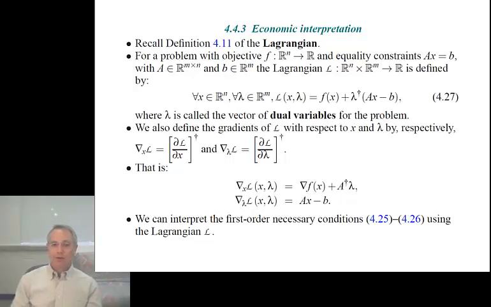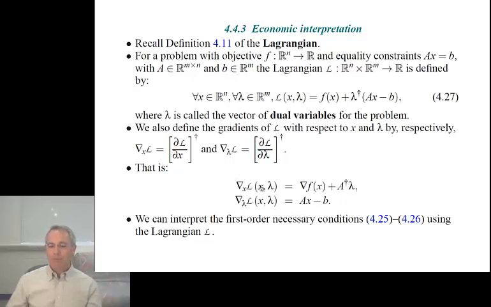Again, let's think of an economic interpretation. For a problem with objective f from R^n to R, and equality constraints Ax equal to b, where A is a matrix and b is a vector, we can define the Lagrangian. Lambda is the vector of dual variables for the problem. We can think of the gradients of L with respect to x and lambda. The gradient with respect to x of L is the gradient of f plus A transpose lambda. The gradient with respect to lambda of the Lagrangian is Ax minus b.